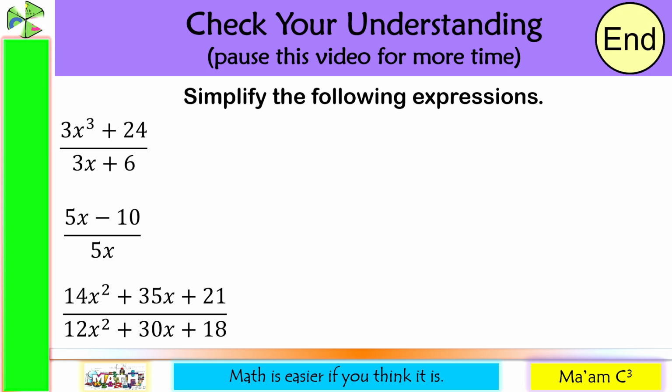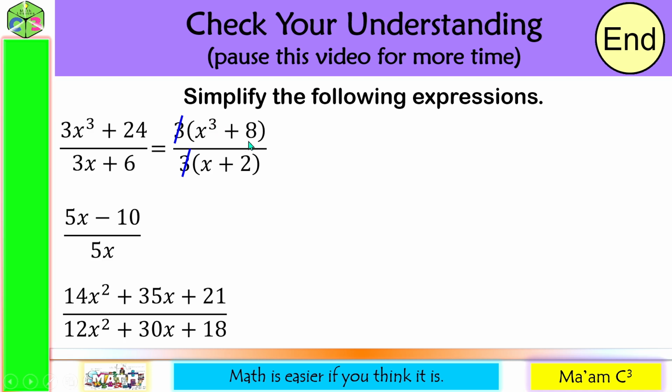Let us answer. Let's start with the first one. In the numerator, we could factor out 3. Also, in the denominator, we could factor out 3. So this will become 3 times x cubed plus 8 for the numerator. Then this one, 3 times quantity x plus 2. We have common factor 3. Let us cancel them. So we have x cubed plus 8 all over x plus 2.